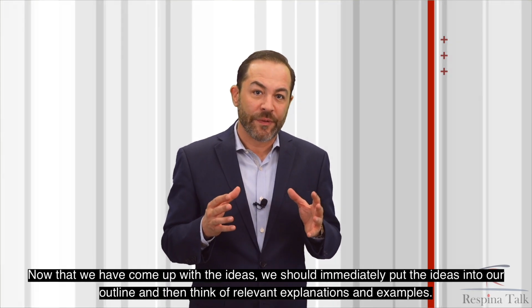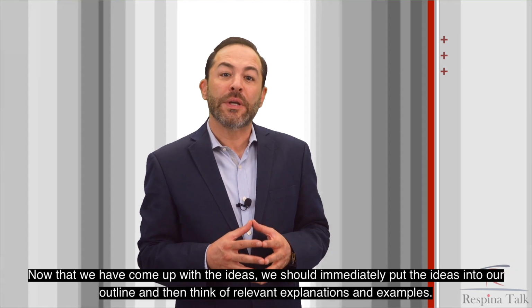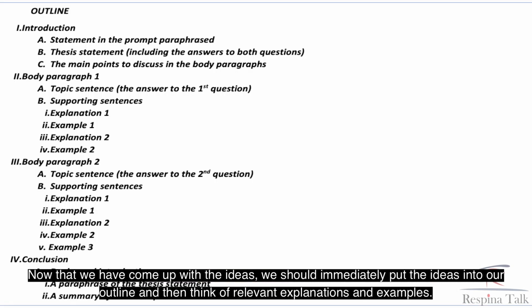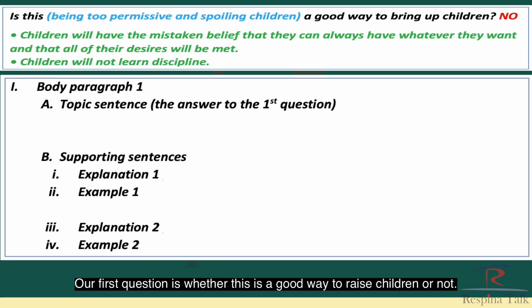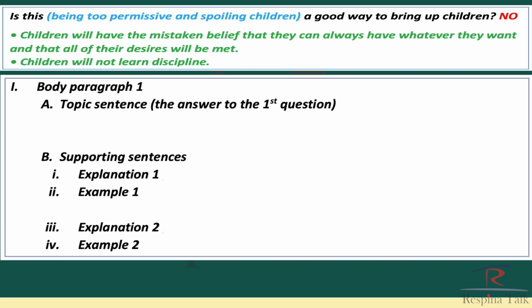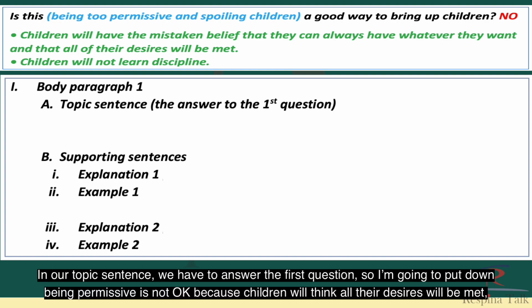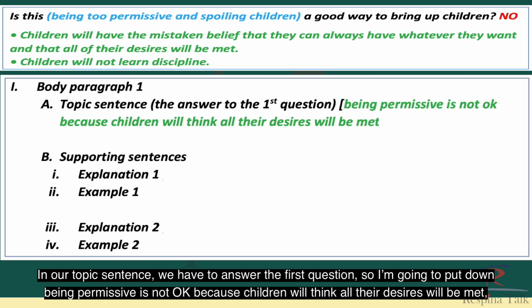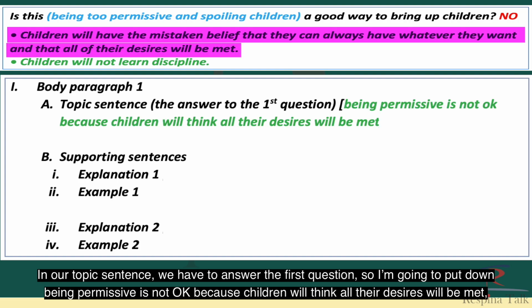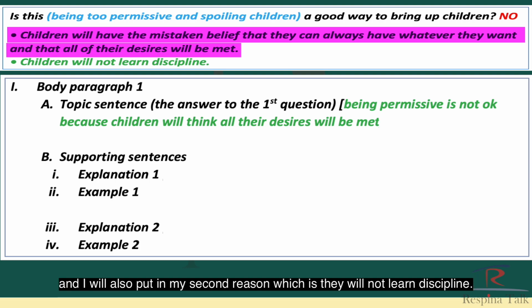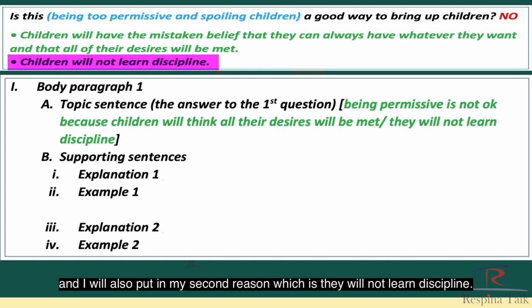Now that we have come up with the ideas, we should immediately put the ideas into our outline and then think of relevant explanations and examples. Our first question is whether this is a good way to raise children or not. In our topic sentence, we have to answer the first question. So I'm going to put down being permissive is not okay because children will think all their desires will be met. And I will also put in my second reason, which is they will not learn discipline.